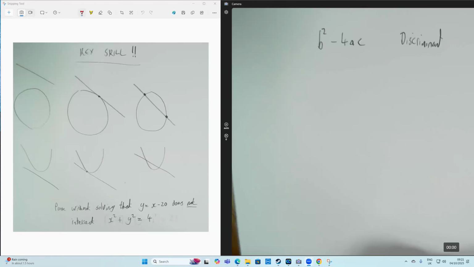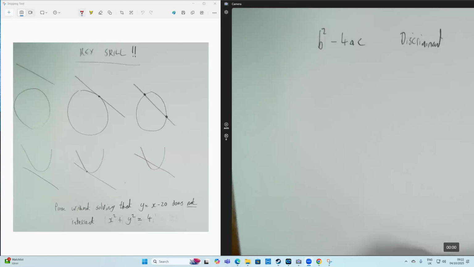Now, in this question we've got: prove without solving that y equals x minus 20 does not intersect the circle x squared plus y squared equals 4. I've seen a question come up just like this at GCSE, and most grade 8 or 9 students' instinct is to solve the equations, to sub one into the other and solve them. But that's not what the question said. The question said without solving.